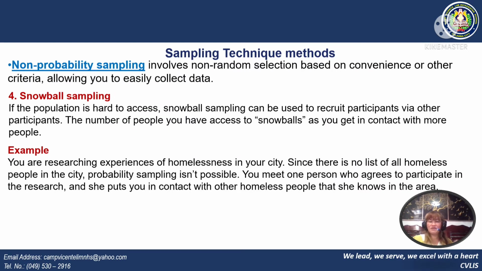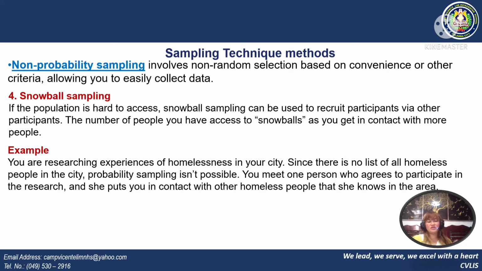For the last non-probability sampling technique, we have snowball sampling. If the population is hard to access, snowball sampling can be used to recruit participants via other participants. Okay, so to understand it deeply, here is an example. You are researching experiences of homeless people in your city, and since there is no list of all homeless people in the city, probability sampling is not possible. You meet one person who agrees to participate in the research, and she or he puts you in contact with other homeless people that she or he knows in the area.